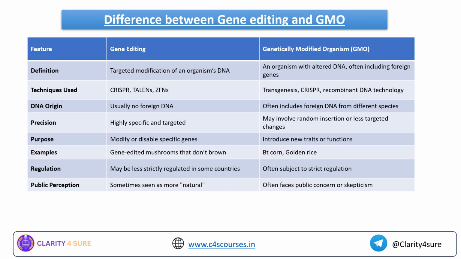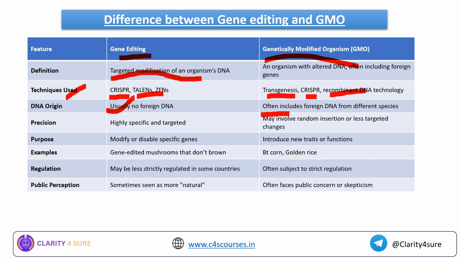Now coming to the difference between gene editing and GMO. Here, targeted modification is done on an organism's DNA, whereas in GMO an organism's DNA is altered by including a foreign gene. In gene editing there are many techniques we use: CRISPR, Cas9, TALENs, ZFN. For GMOs, transgenesis, CRISPR, Cas9 and recombinant DNA technologies are the commonly used genetic techniques. DNA origin: in gene editing there is usually no foreign DNA, with some exceptions in the SDN2 type, whereas GMO often includes foreign DNA from different species.